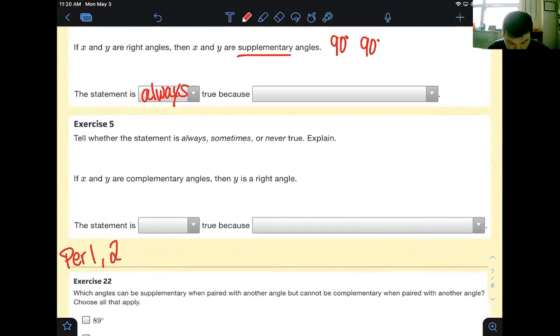Number 5, if X and Y are complementary angles, then Y would be a right angle. Well, think about that. If Y is a right angle, what would I add to that to make it complementary? Of course, complementary means you add up to 90. Well, if you add something on to 90, it would no longer be 90 anymore. So we have an angle that's already too big. In order to be complementary, they have to add to 90. You can't have one angle already be 90 because the other angle would have to be 0. And if you have a 0-degree angle, you don't actually have an angle at all. And so this would be never true.